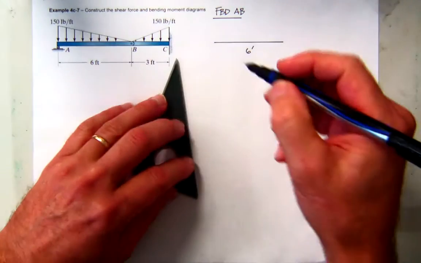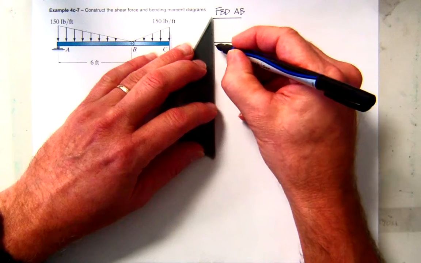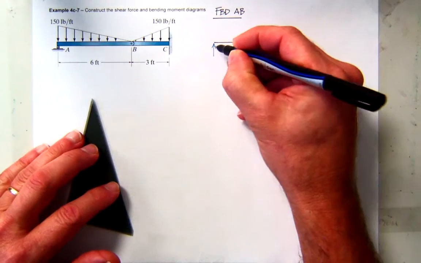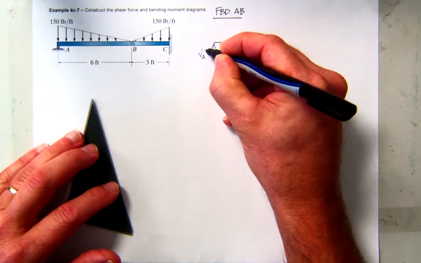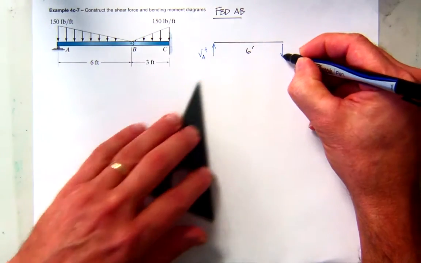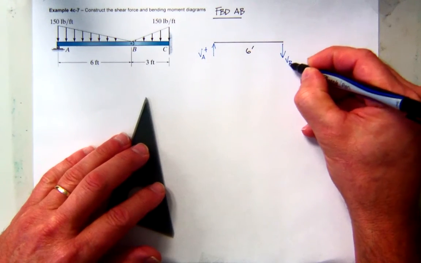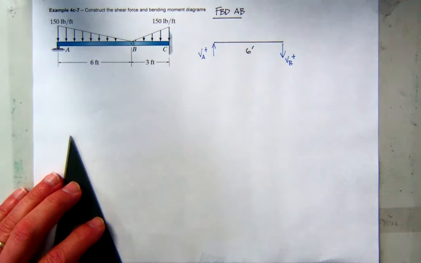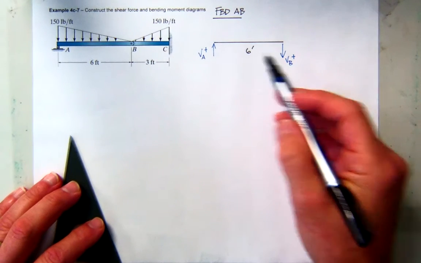I will assume at A, I will draw at A positive shear force. And at B, I will draw positive shear force. There is no moment at A. There is no moment at B.